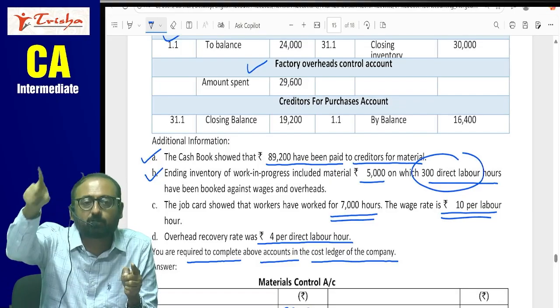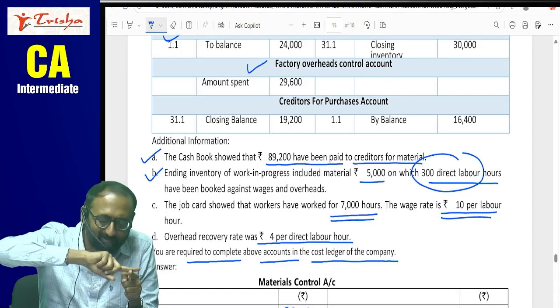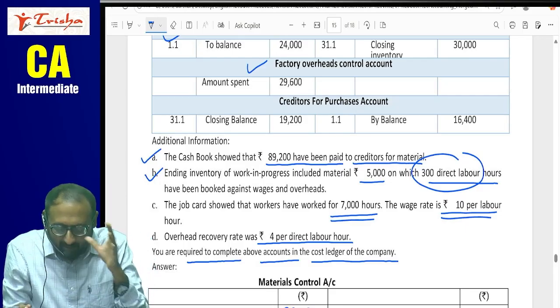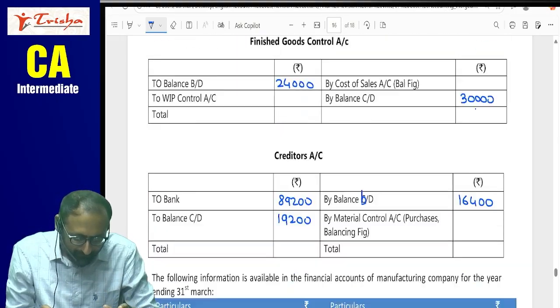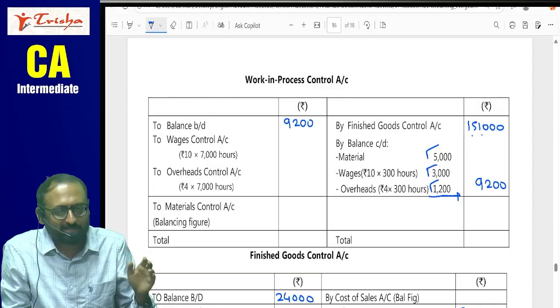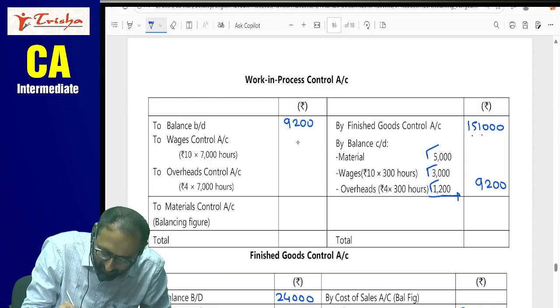Direct material will transfer to WIP account. Direct expenses will transfer to WIP account. Factory overhead will be absorbed to the WIP account. Yes, sir. So job card shows that 7,000 hours into 10. So 70,000 in the work in progress account to wages control account. You can check there, 10 rupees into 7,000. 70,000 will be your direct wages.